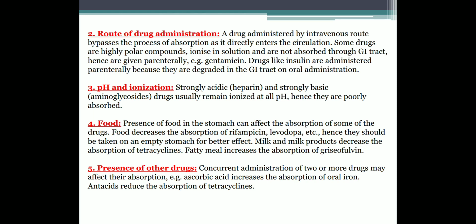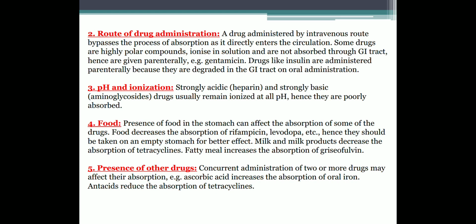Next is the food, like which food we have consumed before taking the medication, or which food is available in the stomach, which also affects drug absorption. So the presence of food in the stomach can affect the absorption of some drugs. Food decreases the absorption of rifampicin, levodopa, etc. Hence they should be taken on an empty stomach for better effect. Milk and milk products decrease the absorption of tetracycline. A fatty meal increases the absorption of griseofulvin. So it all depends on which type of food you have consumed.